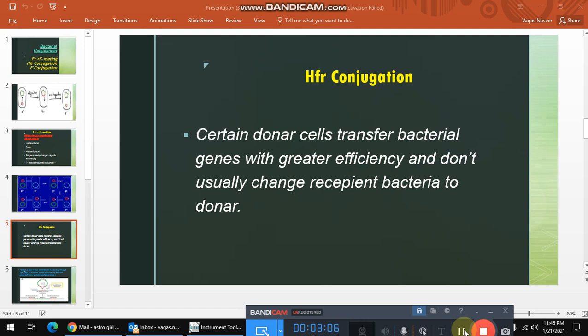Let's start HFR conjugation. Friends, in the previous experiments, it was also observed that certain donor cells transfer bacterial genes with greater efficiency, but they do not usually change recipient bacteria to donor cells. Now, what is the answer to these questions? I am going to explain in my next slide.